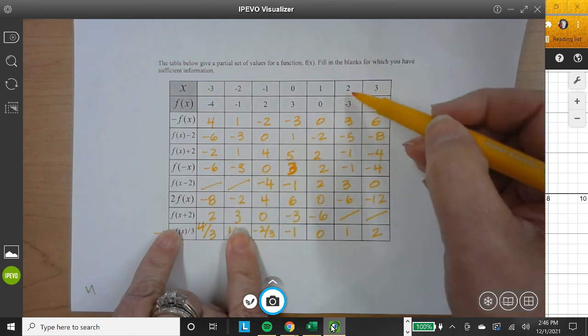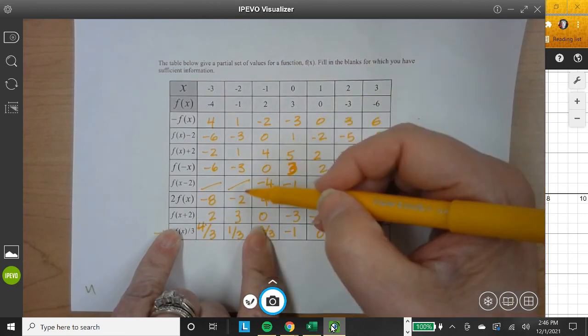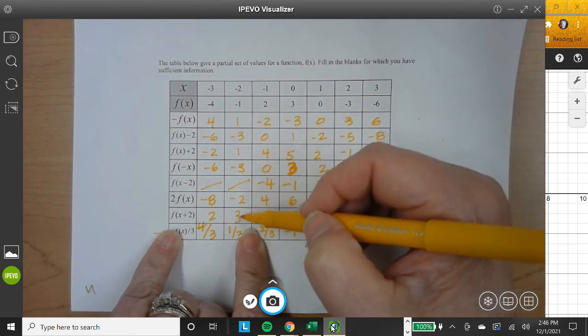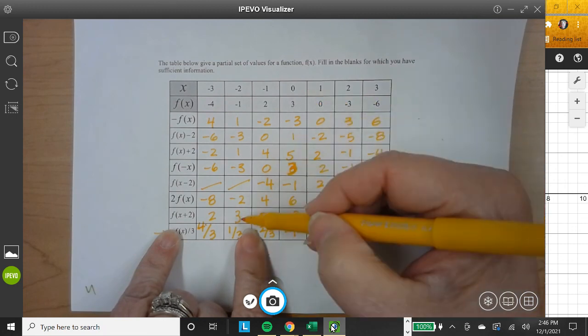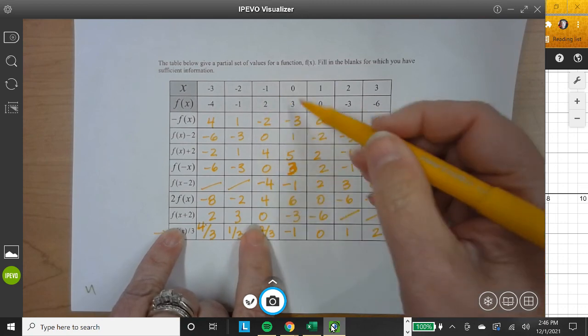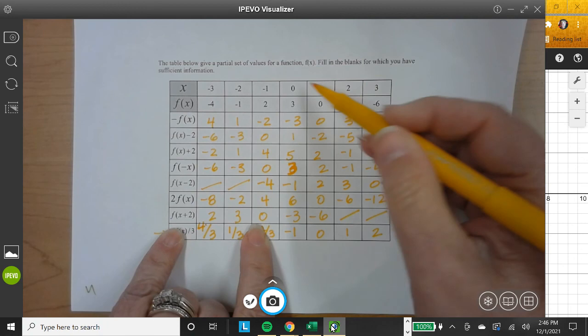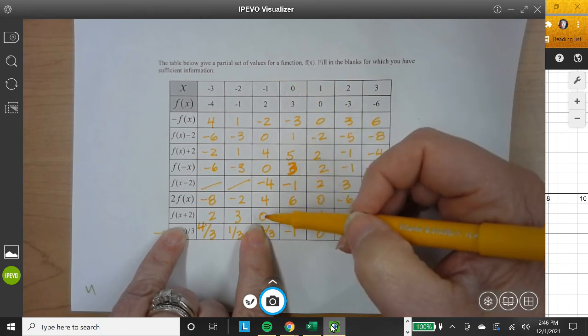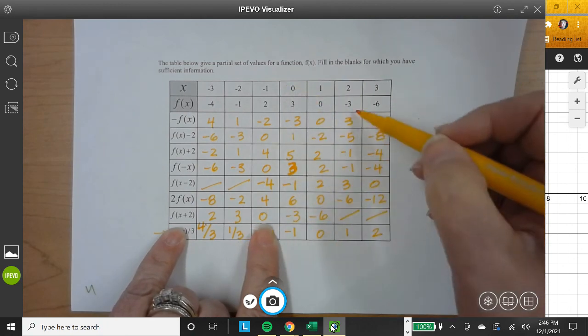So I'm going to go to 2 and pick up, so I try again. I plugged in negative 2, I got f of 0, which is 3. Okay, now I'm going to plug in negative 1. Negative 1 plus 2 is 1. I go to the f of 1 column and put a 0. And then I go to 0. 0 plus 2 is 2. And then I put in the negative 3.